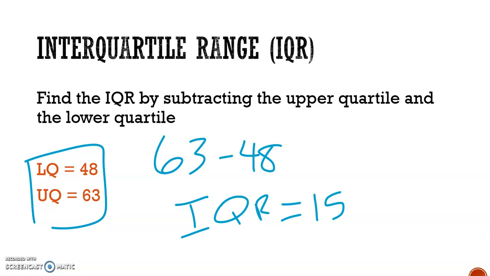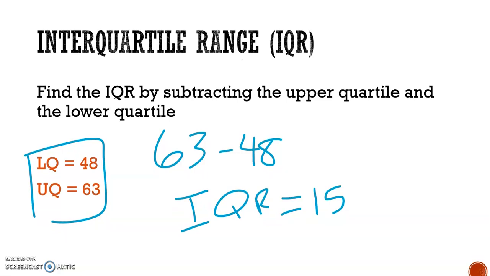So in order to find the interquartile range, you first have to go through and find your 5-number summary.